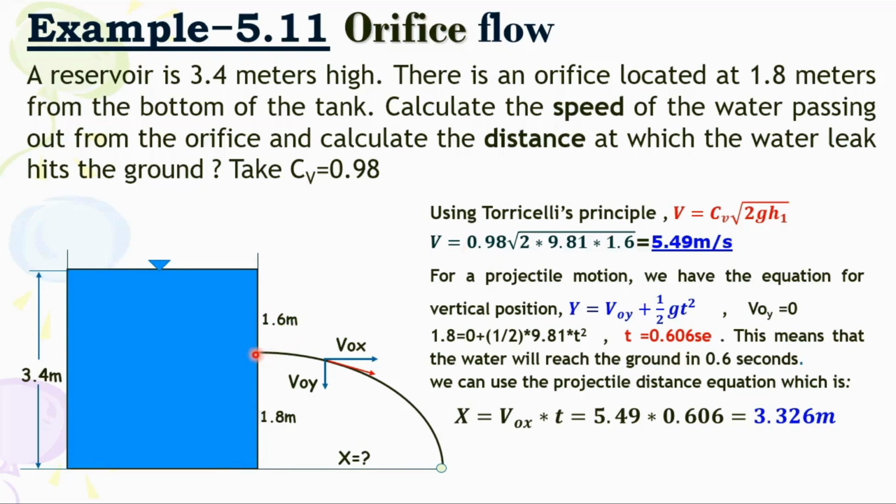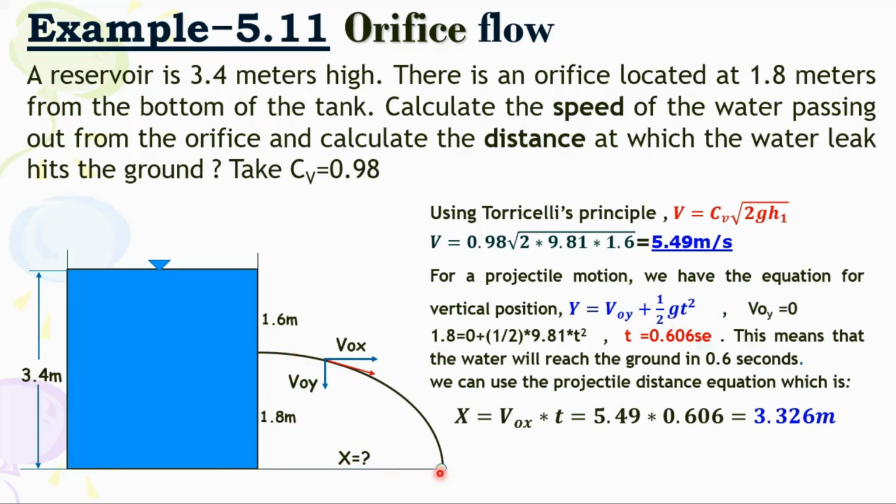So we can calculate the velocity passing out through this. From this point onwards, you can apply projectile motion. I hope you have enough background from physics on projectile motion. Once you found this velocity, 5.49 meters per second, you have two direction velocities here, v initial x and v initial y. For projectile motion, we have the equation of vertical position, y. y is just the total height, this one. So y is v initial y t plus half g t squared, because it is dropping in this direction.